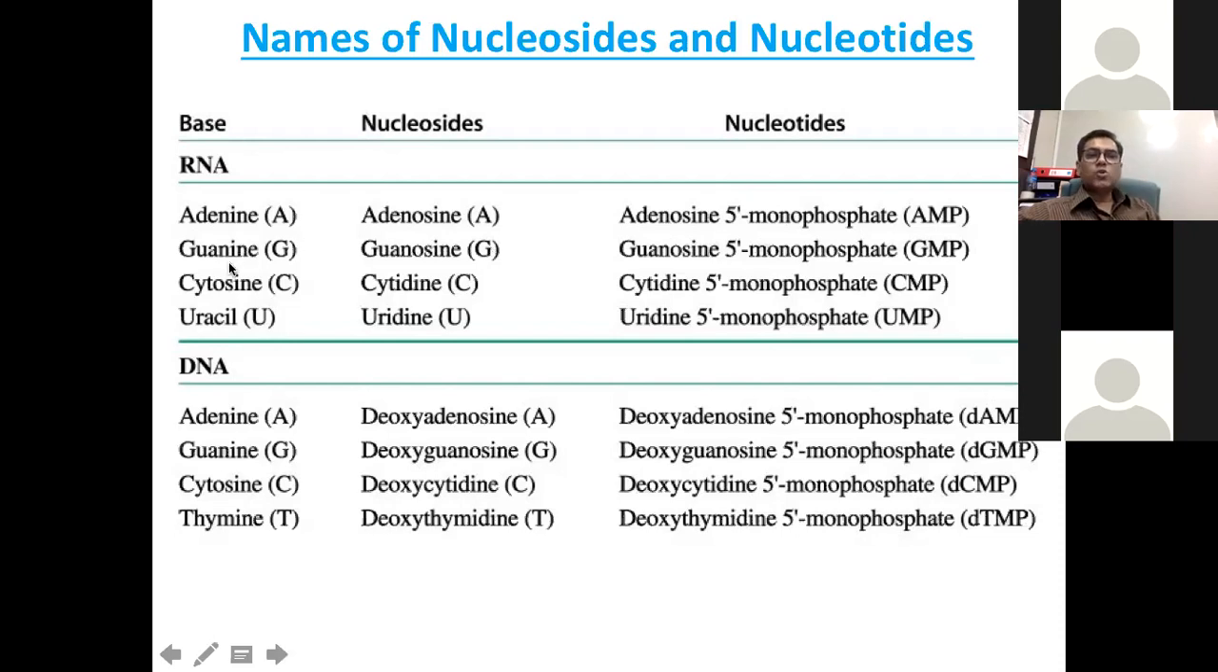So the same is the case with guanine. It will make guanosine or guanosine monophosphate. Cytosine will make cytidine or cytidine monophosphate, and uracil will make uridine or uridine monophosphate. We go similarly with the DNA: deoxyadenosine, deoxyguanosine, deoxycytidine, and deoxythymidine. So these are a few terminologies that we use in order to study the structures of DNA. Okay.